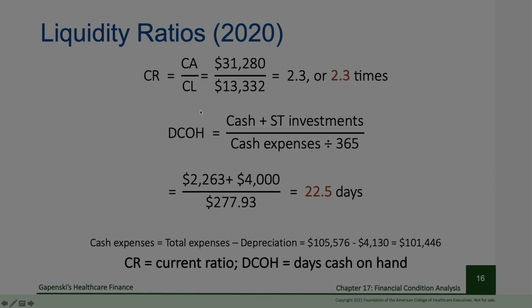Days cash on hand is a true measure of business liquidity, and it can tell us whether the business can meet its payments as they come due. It is more related to cash inflows and outflows rather than assets and liabilities. So we have cash and short-term investments in the numerator, and in the denominator we have cash expenses divided by 365, which is the number of days in the year. So that gives us 22.5 days. So 22.5 days is the amount of days that they have cash on hand. This business, Riverside, has cash on hand for 22.5 days.